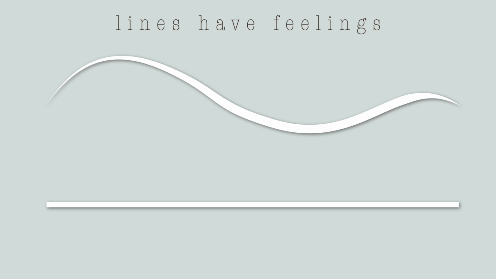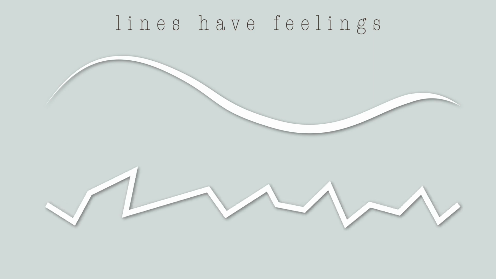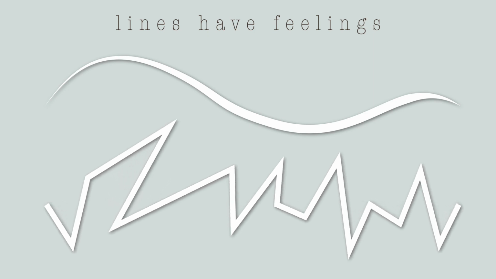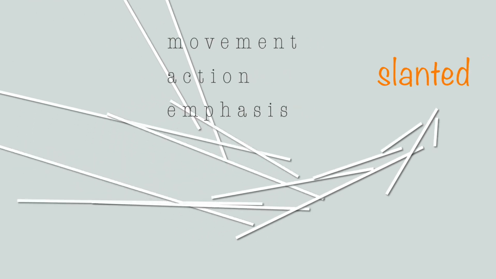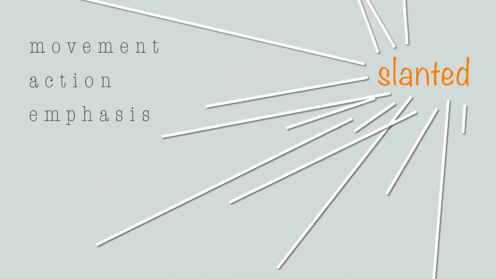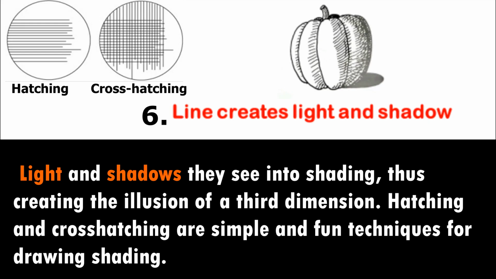There are certain ways our brain processes and interprets what we see. Look for yourself. Parallel lines, especially if they're angled, give an impression of speed and movement. Slanted lines are also full of energy. They support movement and action in an artwork. They can also emphasize and lead the viewer's eye to a specific spot in a picture.